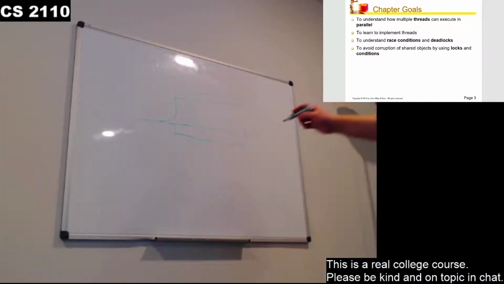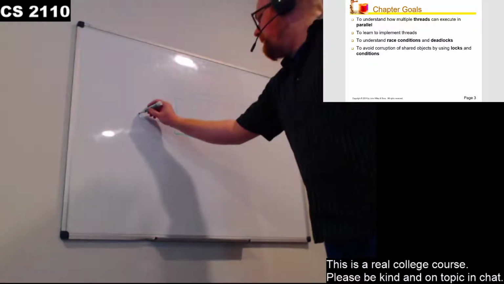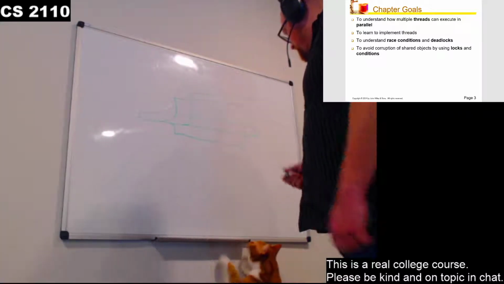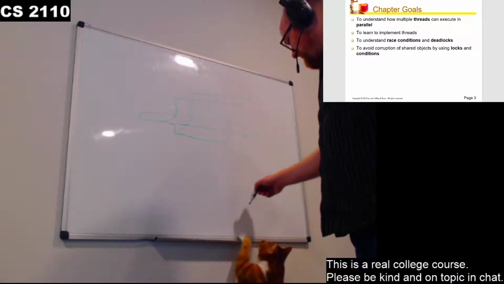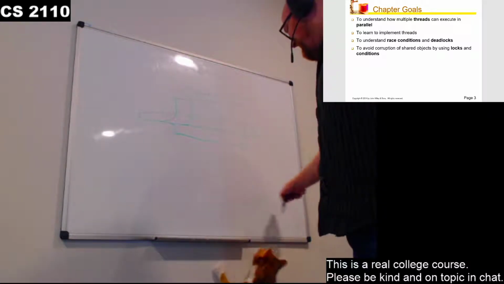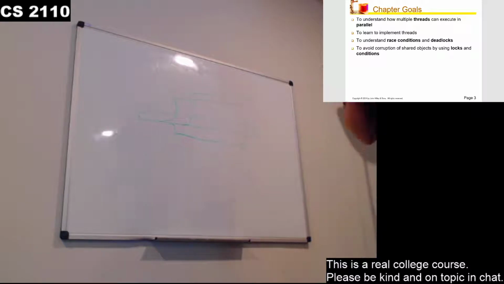So the idea though is we have this main thread, and every time I draw on the board, he decides to attack it. All right, I'm gonna stop playing with my cat during lecture. I swear.